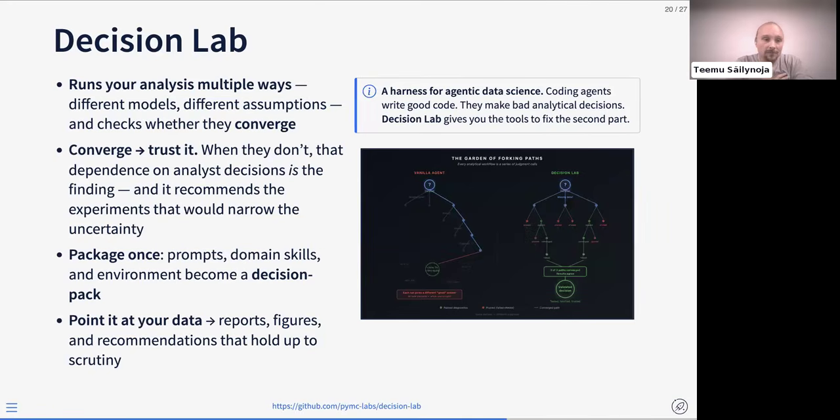So for this, we use Decision Lab, which is, in short, a harness for agentic data science. In addition to coding, when you're doing data science, you also want to pay a lot of attention to the modeling decisions, and that your analysis is actually sound. So it's not enough that the code runs without errors. And Decision Lab encapsulates approaches towards this.